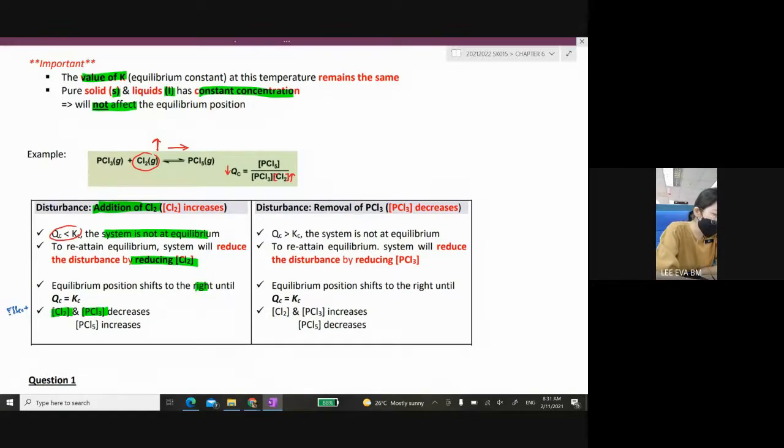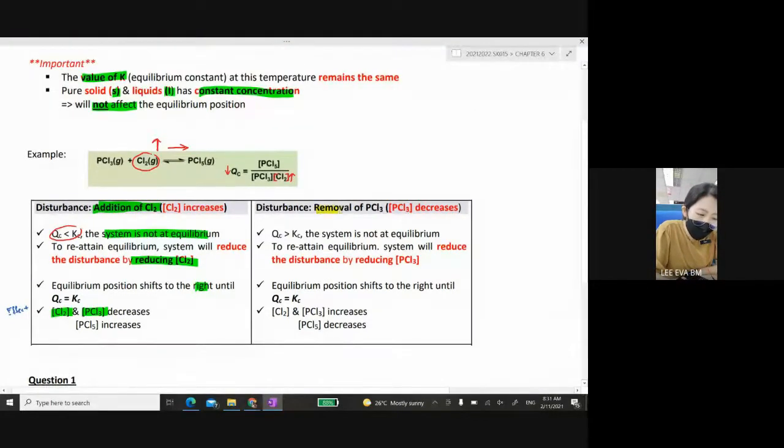Okay, so the second example we have here, if we remove PCl3. Look at the one above. If I remove PCl3 as a reactant as well, removing PCl3 indicates that the concentration of PCl3 will decrease. So QC value is greater than Kc. How do we see this? Over here you have a smaller concentration of PCl3, that means you have a bigger value for QC. Therefore, your system is not at equilibrium.